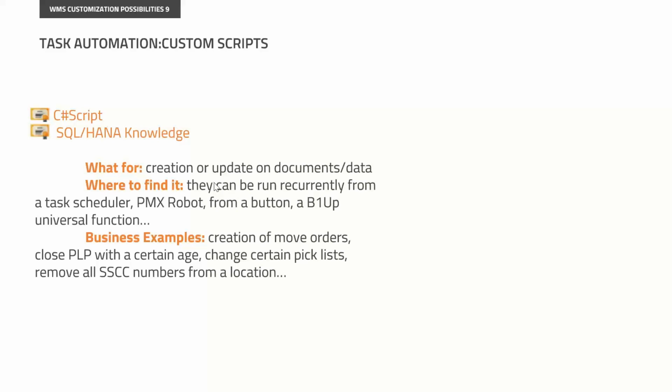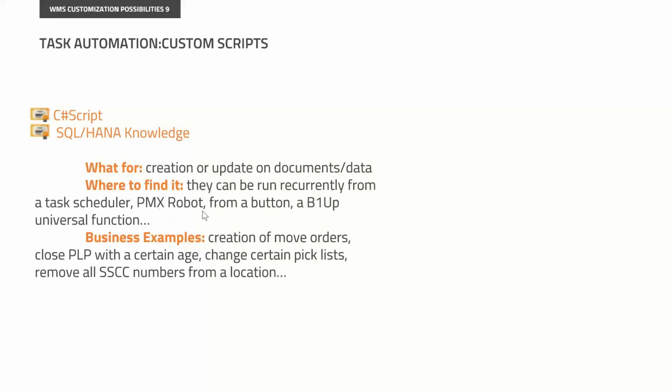And the only requisite that we have is that this script needs to be triggered from any other element. So we can trigger the script by a task scheduler, by the Produmex robot. We can trigger it from a button, from a V1 app button, for example, or even from a V1 app universal function.